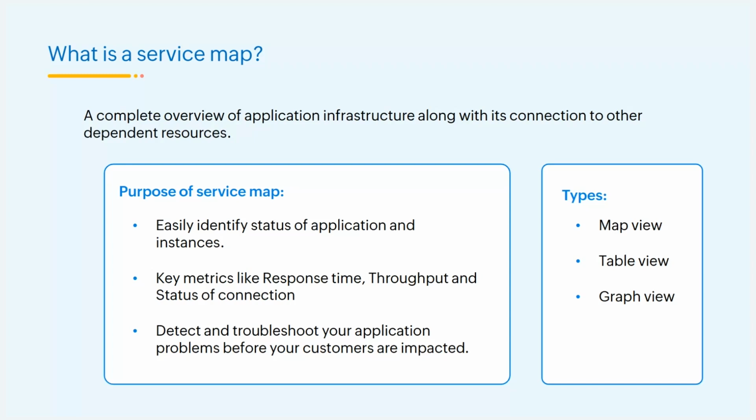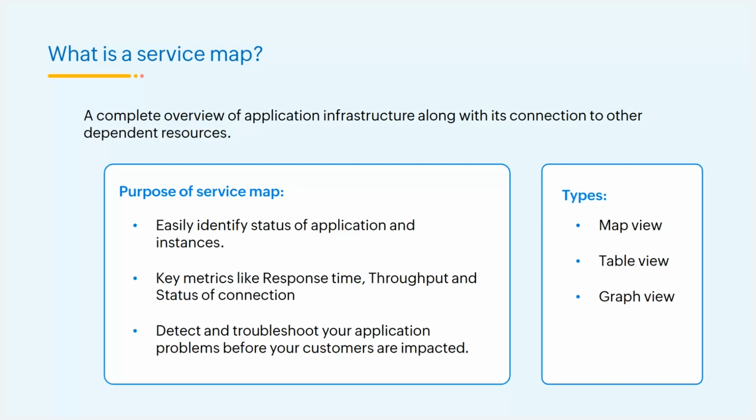What is a service map here? It will provide you with a complete overview of application infrastructure along with a connection to the other dependent resources. The main purpose of a service map is to identify the status of the application and its related instances, monitor key metrics like response time, throughput, and the status of the connection. Further, it will detect and troubleshoot any application problems before customers are impacted, and also identify the number of failed request counts as well.